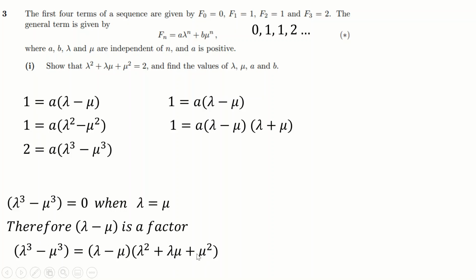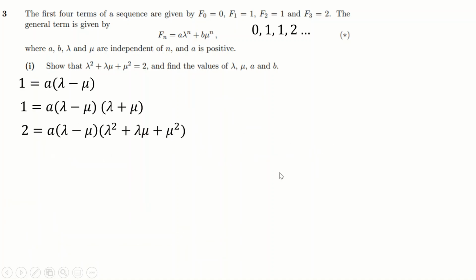Now where have I got this from? Well, I kind of just figured it out by comparing coefficients, but again, if you've done the prep, you'll have seen this before. So I can go into this, and I can replace this difference of 2 cubes with this factorization.